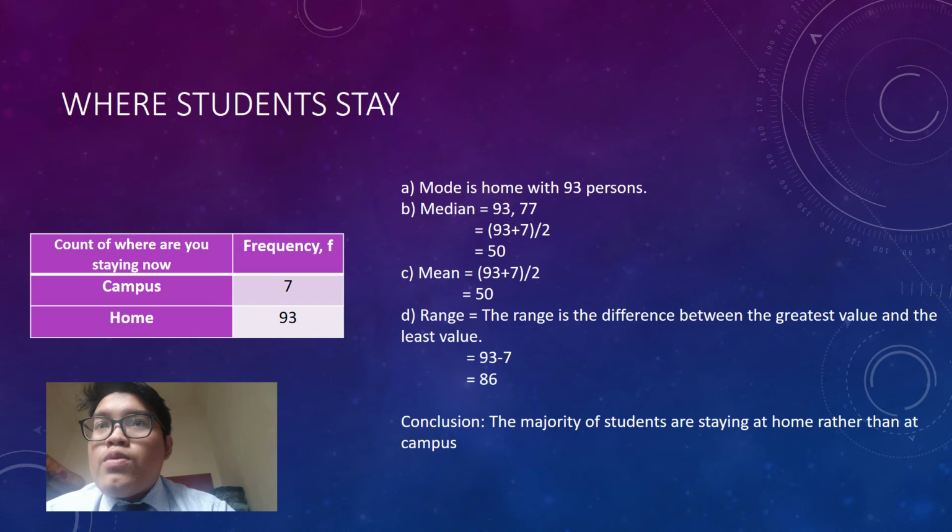multiply with 2, which is 50, and the mean is also 50. For the range, the formula is the difference between the greatest value and the least value, which is the greatest value is 93 for the home, and the least value is 86. So the conclusion, the majority of students are staying at home rather than at campus.